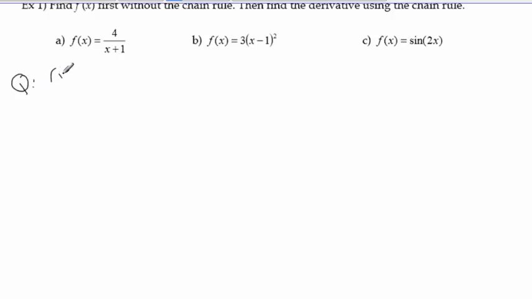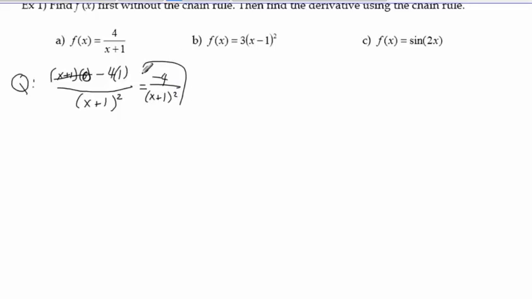So I do the bottom times the derivative of the top, minus the top times the derivative of the bottom, all over the bottom squared. And that thing that looks like a 6 is really a 0 there. So then with the quotient rule, this is going to be x plus 1 times 0, so that's gone. Negative 4 on top over x plus 1 squared. And that's the derivative, no problem with that. Didn't even really take that long. But strangely enough, the chain rule is even quicker.